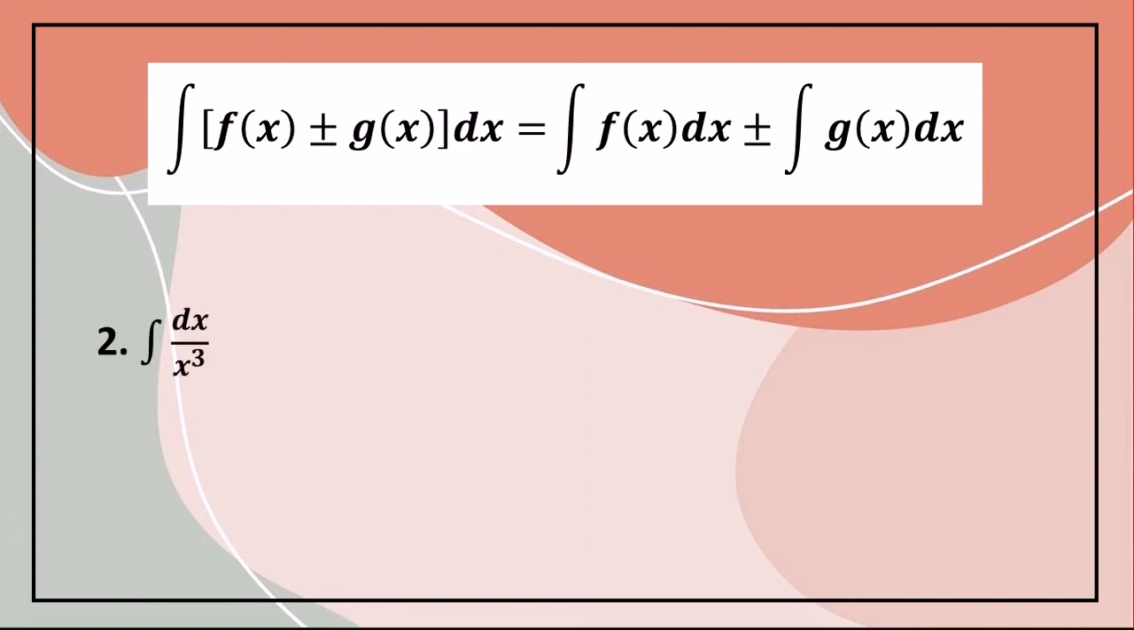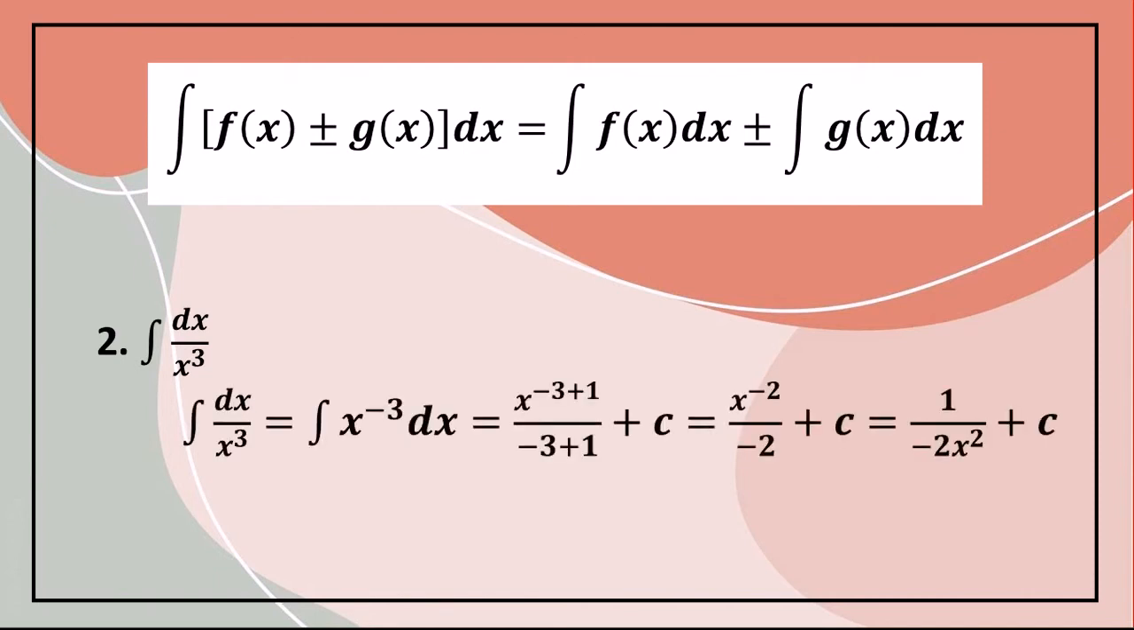Another example, the indefinite integral of dx over x cubed. We can also write this as the indefinite integral of x raised to the power of negative 3 dx. We can apply the power rule for this example. So we have x raised to the power of negative 3 plus 1 over negative 3 plus 1 plus c equals x raised to the power of negative 2 over negative 2 plus c. Simplify, so our final answer will be 1 over negative 2x squared plus c.